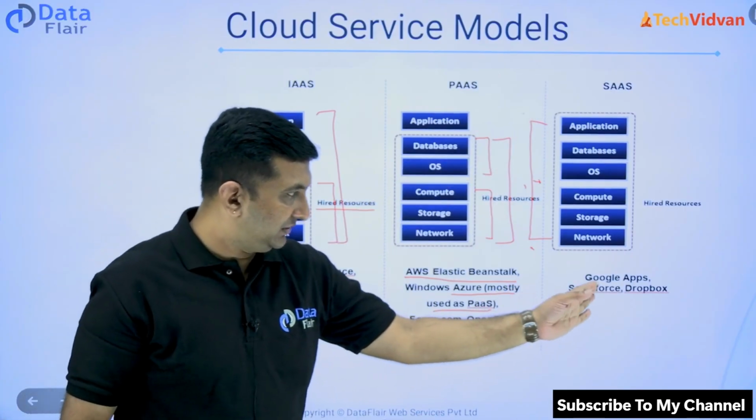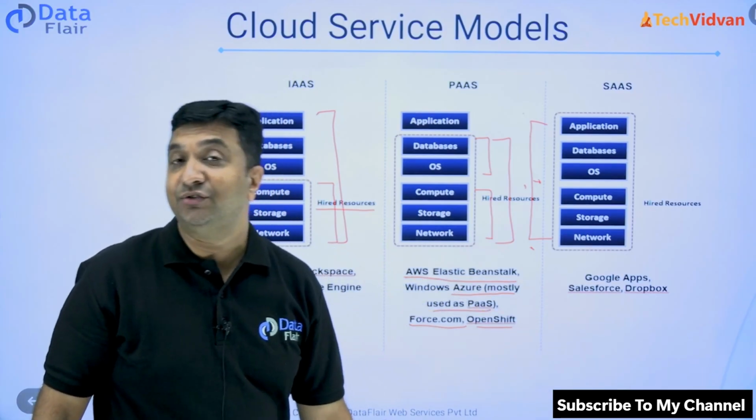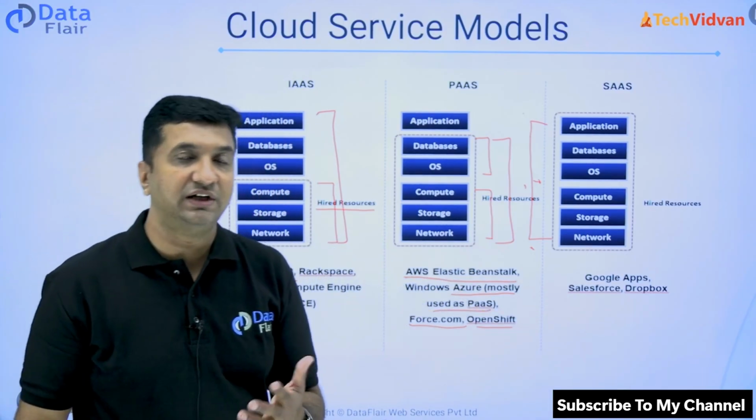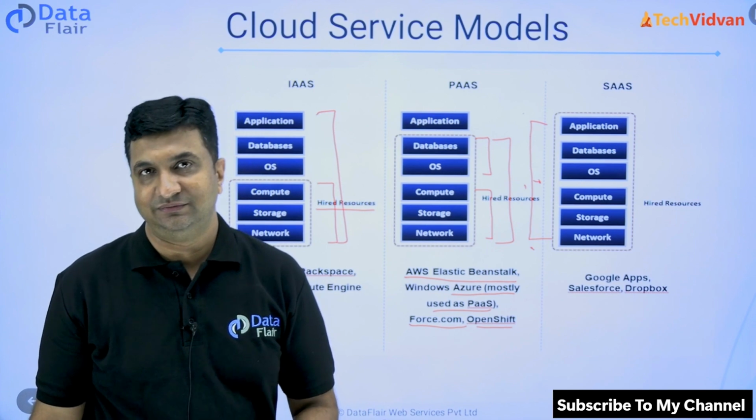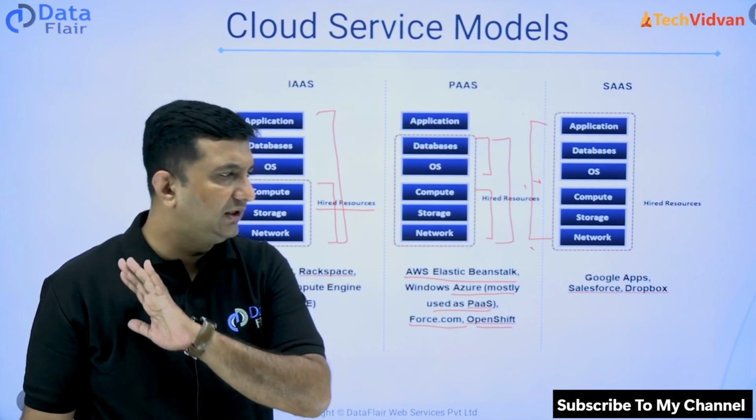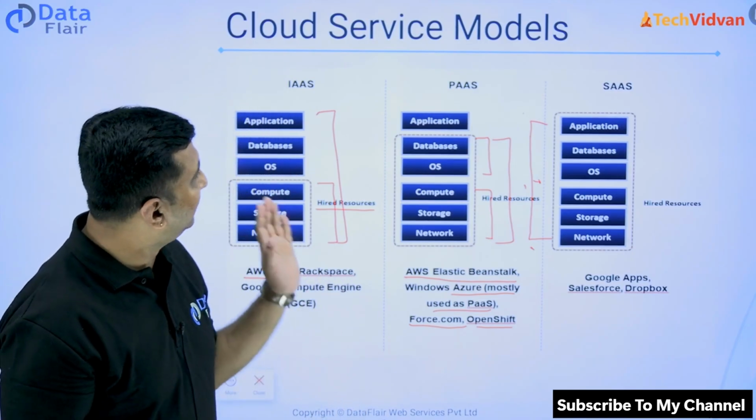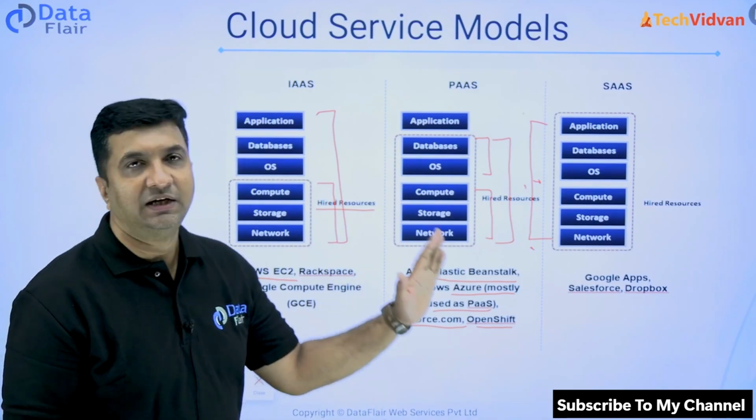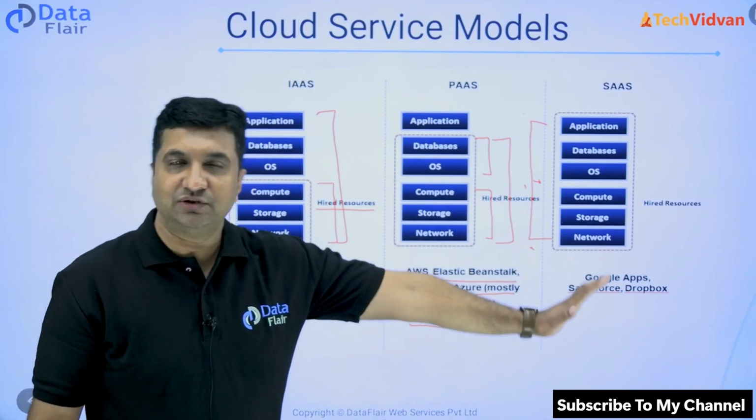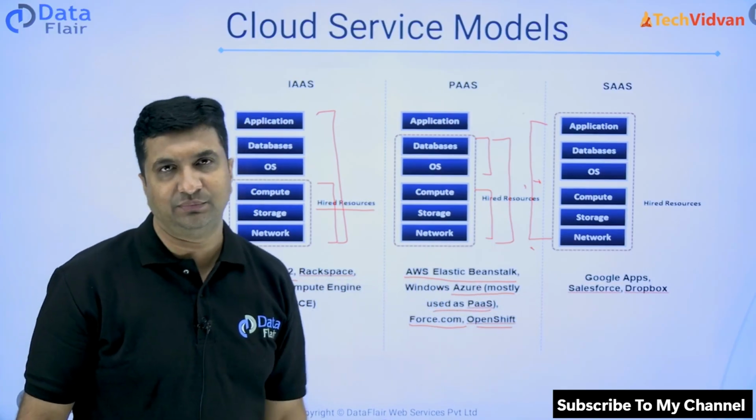Here are some examples. Google Apps, as I told you, right? Salesforce, Dropbox. These are ready-to-use software hosted on cloud infrastructure, which can be directly leveraged and we don't need to do anything. It's ready to be used. So I hope you are getting the difference between infrastructure as a service, platform as a service, and software as a service. And here we have some examples as well.